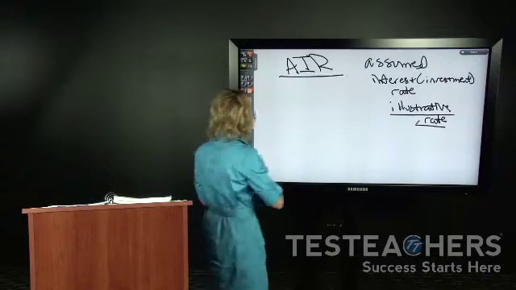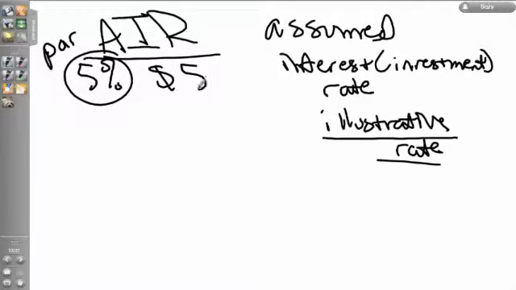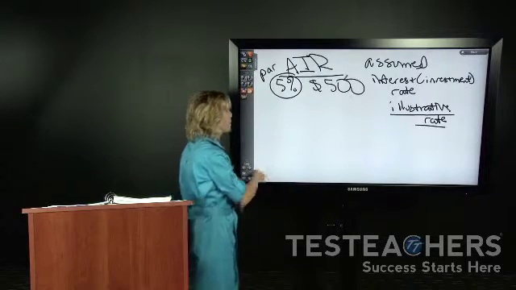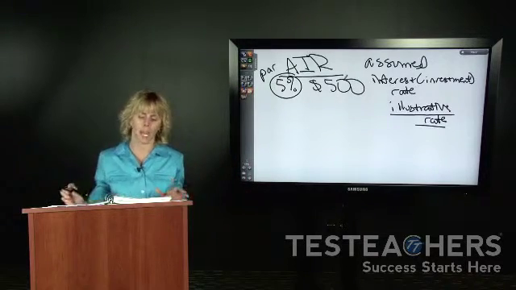So let's look at this example. We have this AIR of 5%. This is like par on the golf course, par. And the first payment was $500. So if it always earned 5% from here on out, the payment would always stay at $500, but that's never going to be what happens.